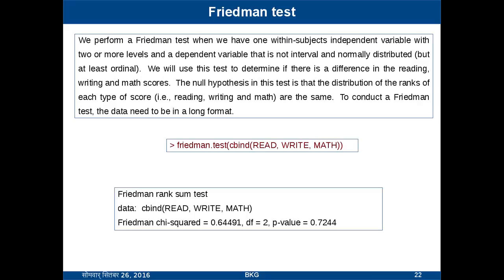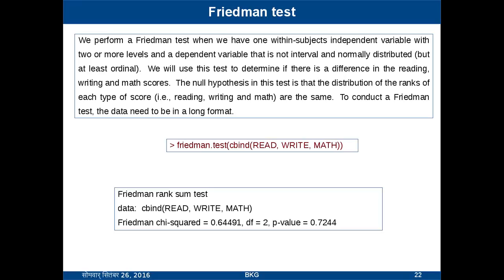Now the Friedman test. We perform a Friedman test when we have one within subject independent variable with two or more levels and a dependent variable that is not interval and normally distributed but at least ordinal. We'll use this test to determine if there is a difference in the reading, writing and math scores. The null hypothesis in this test is that the distribution of the ranks of each type of scores, that is reading, writing and maths, are the same.